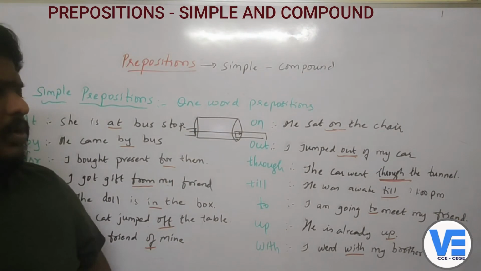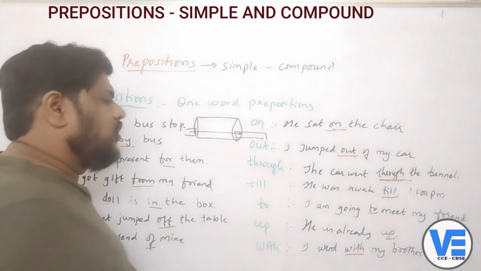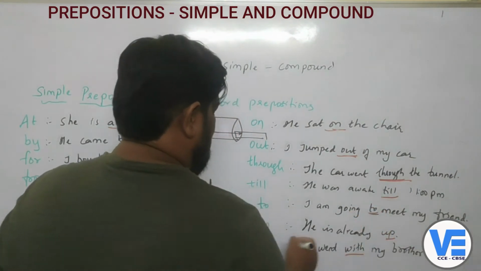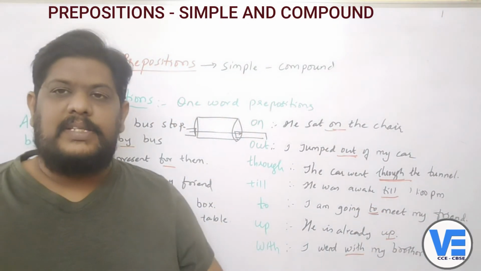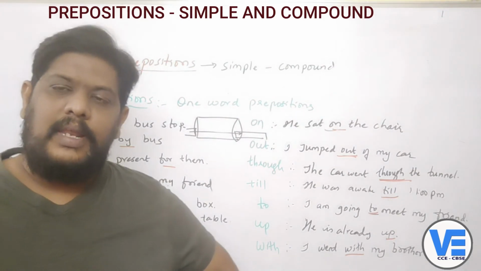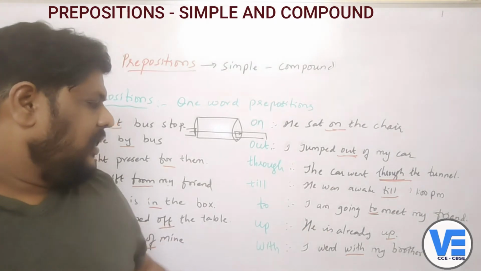2. I'm going to meet my friend. So here, "to" will be the preposition. And next is "up". He is already up. That means he's out of the bed now. Okay, he already got up. So he's now awake. So he is already up.